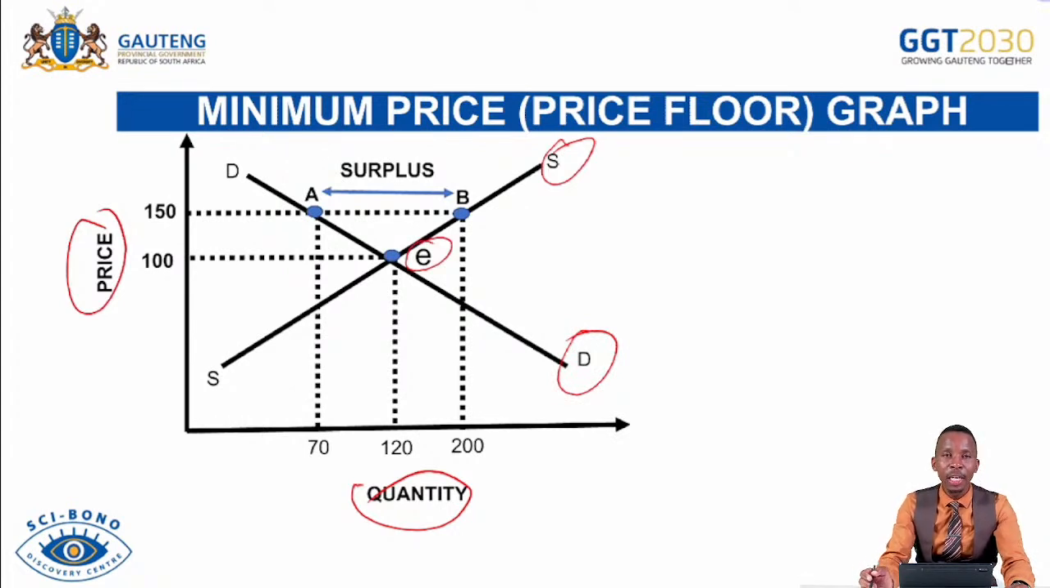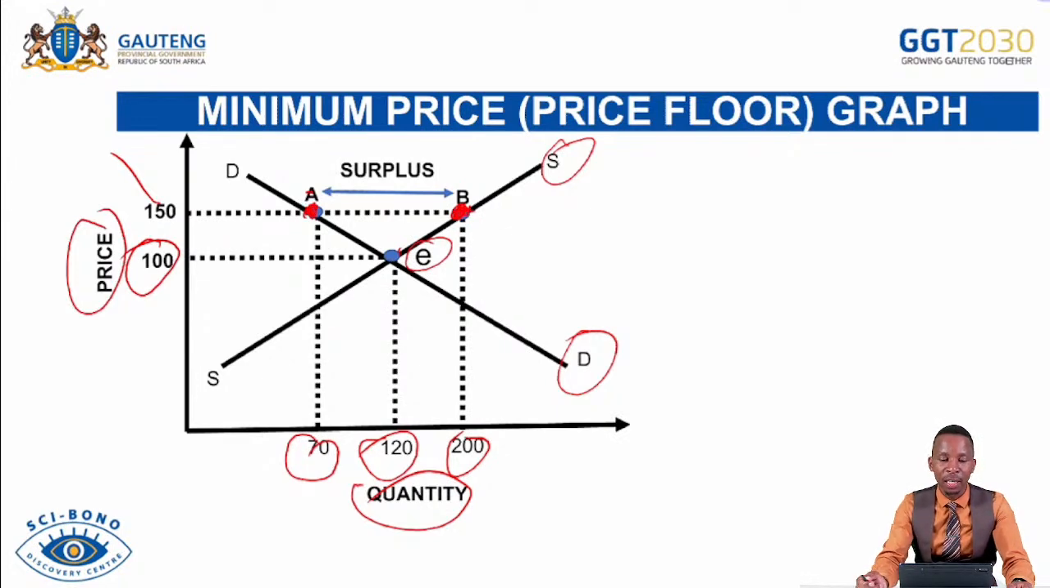And then at the equilibrium price, which is 100 rand, how many units are demanded? 120 units of the product are demanded. But if ever the price increases to the minimum price, which is 150 rand, what will happen? The quantity demanded of the product will decline to 70 units, while the quantity supplied will rise to 200 units at point B. That simply means that the distance between point A and point B indicates the surplus, or the producer surplus. Producers are supplying more of the product, but the demand for the product is relatively less.